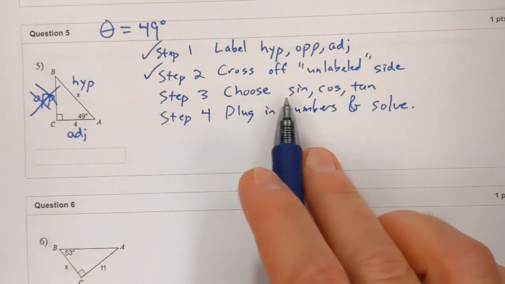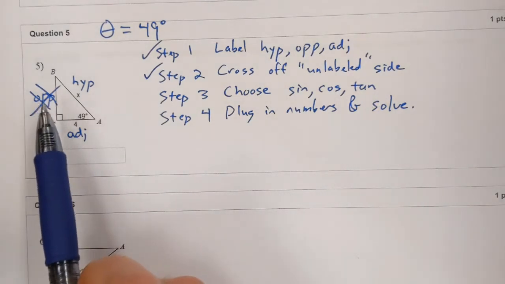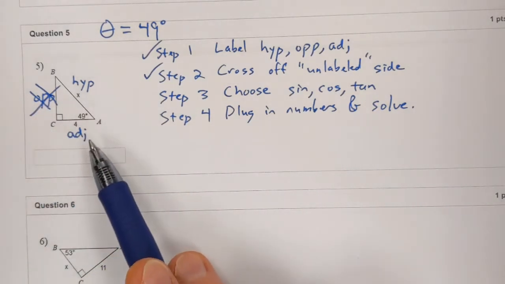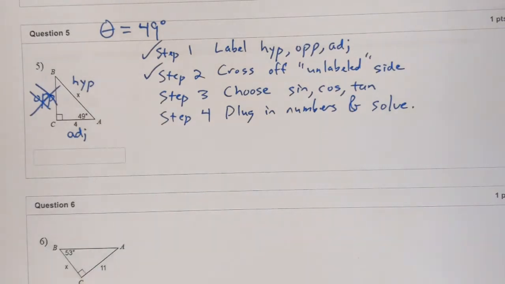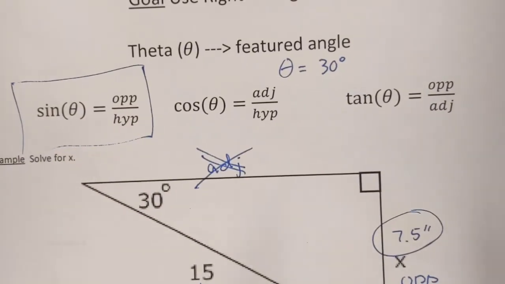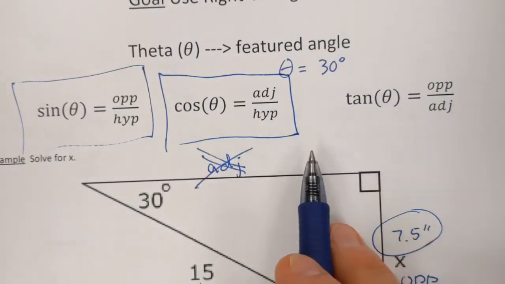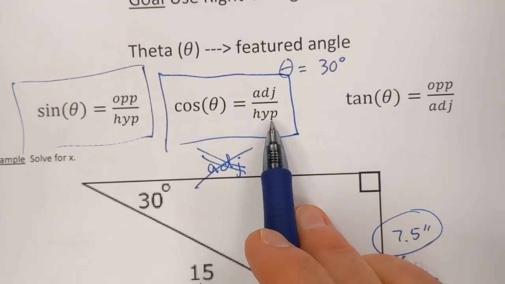Step 3 now, I need to choose between sine, cosine, and tangent. Notice here, I crossed off my opposite leg, so I'm left with the adjacent leg and the hypotenuse. We'll come back here to my 3 trig identities. The only one of these 3 that uses adjacent and hypotenuse is the cosine. So I'm going to go with cosine.